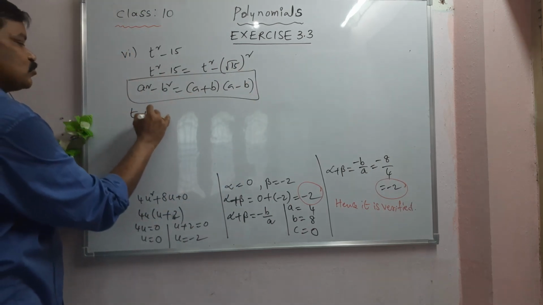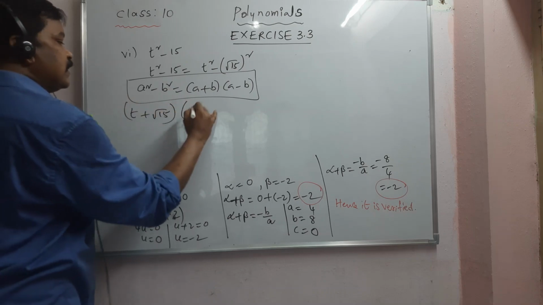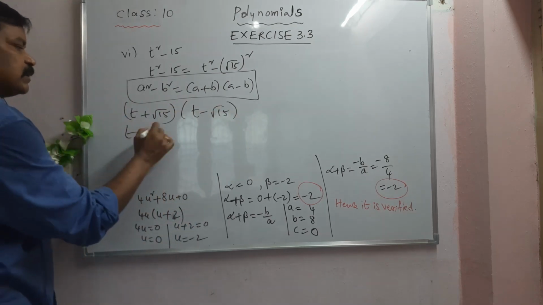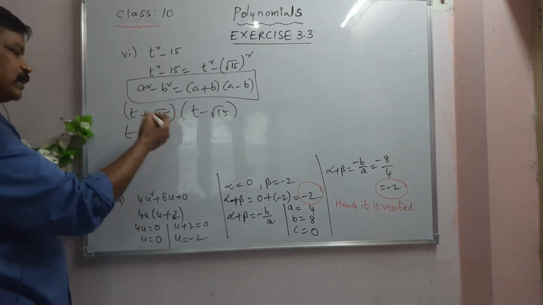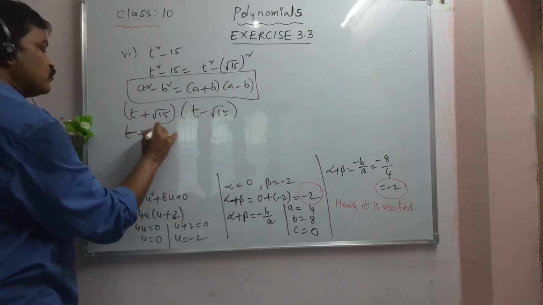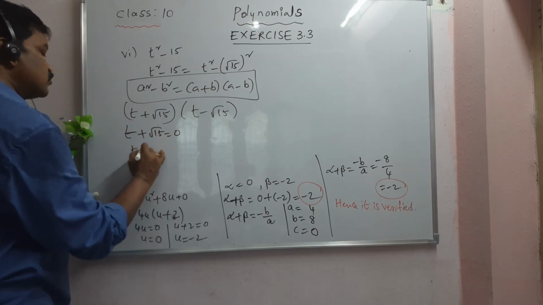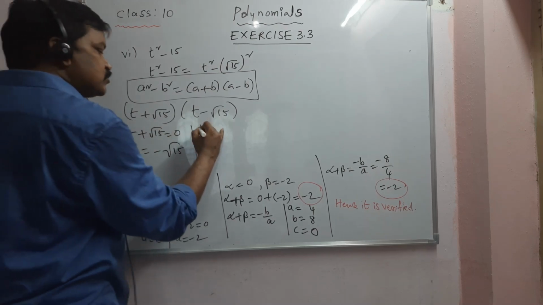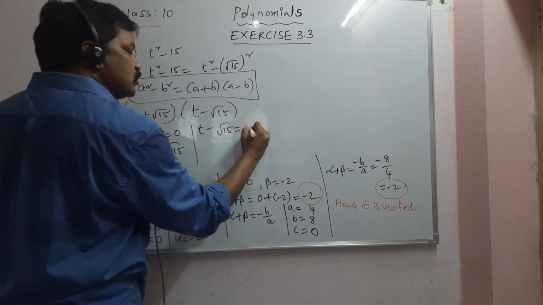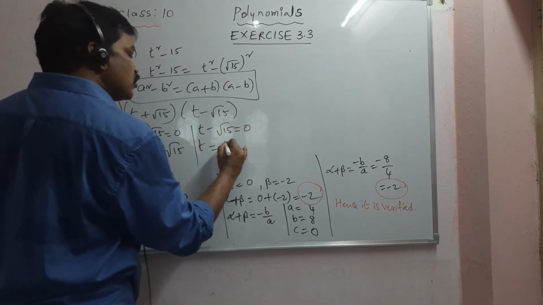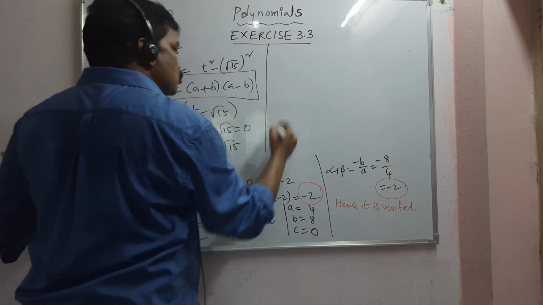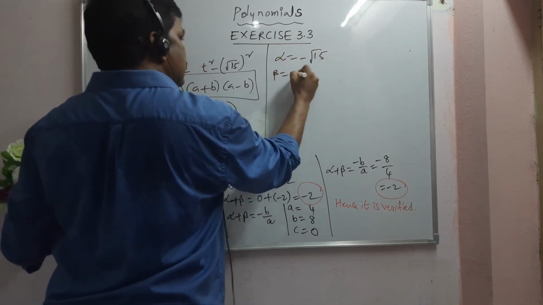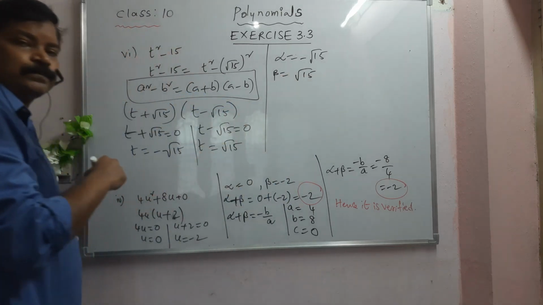That means t plus root 15 times t minus root 15. So here this product is equal to 0 means that t plus root 15 is 0, that is t is equal to minus root 15. Here this t minus root 15 is equal to 0 means this t is equal to root 15. So alpha is minus root 15 and beta is only root 15.